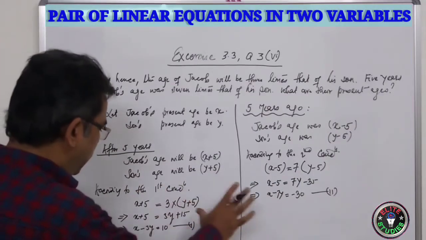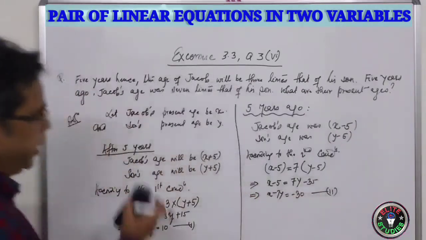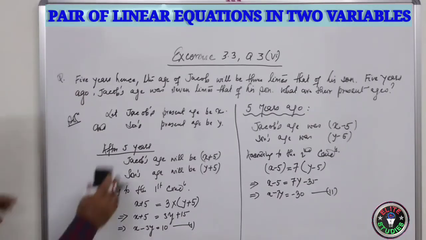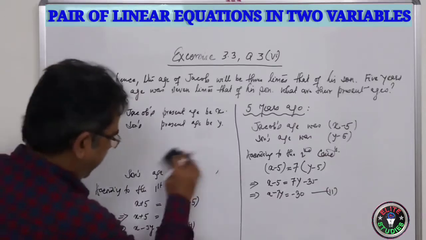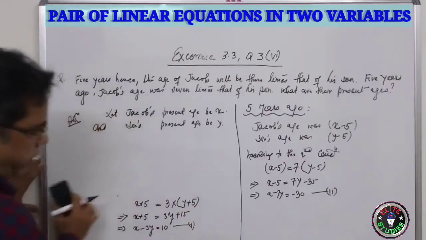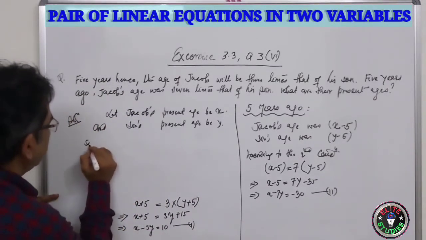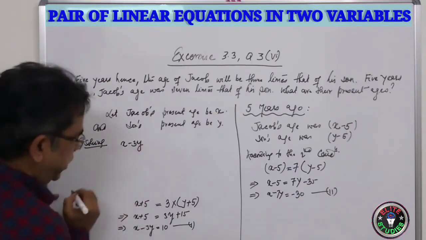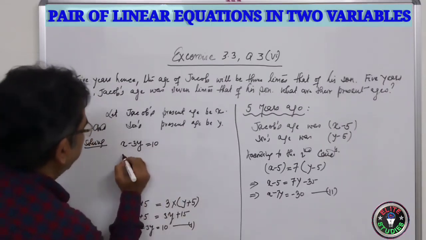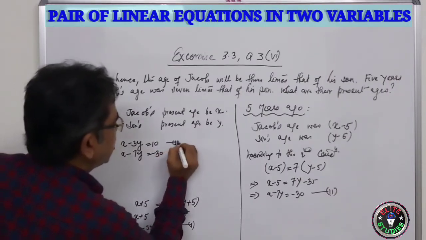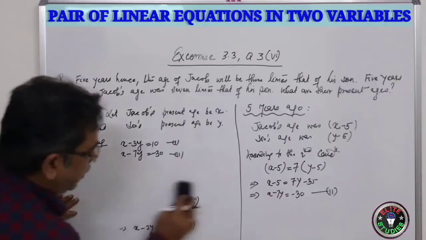Now what we have to do? We have to solve it. You can take the screenshot. Now let us solve. The first equation is x minus 3y is equal to 10 and x minus 7y is equal to minus 30. This is equation 1 and this is equation 2.